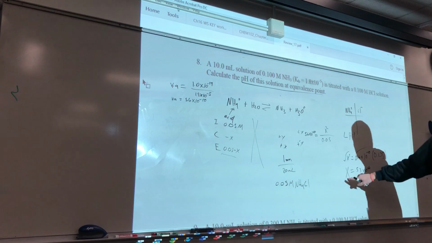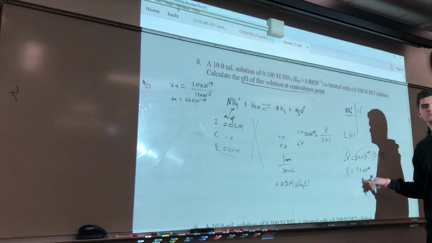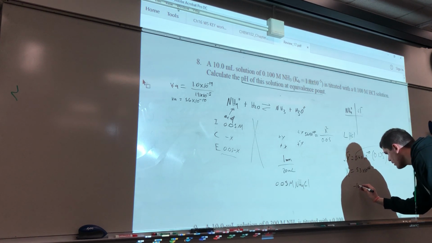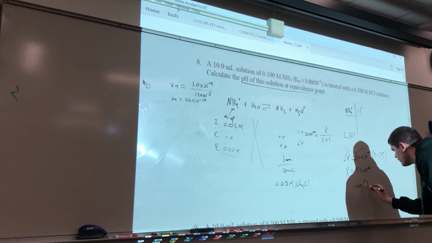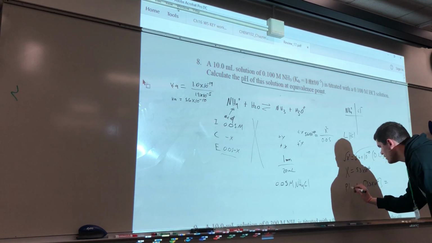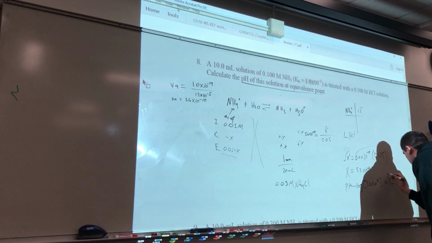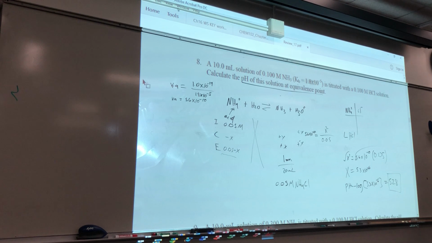X is our concentration of hydronium, so we could just do the negative log of this to get our pH. So the negative log of 5.3 times 10 to the negative 6 equals 5.28. And that is our final answer.